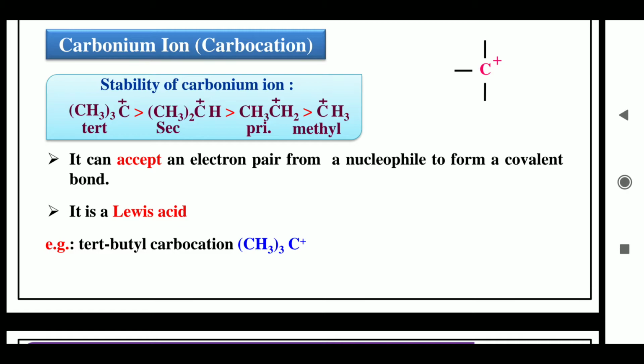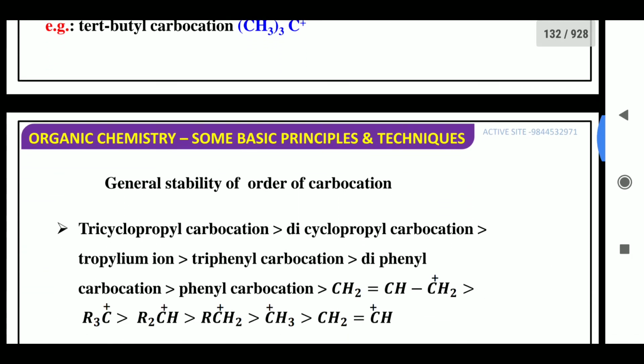As you can see, in the tertiary carbocation there are more methyl groups, and they show the positive inductive effect, that is, they push the electrons toward the central atom. That is why tertiary carbocations are more stable than secondary, than primary and methyl. It can accept an electron pair from a nucleophile to form a covalent bond, and it is a Lewis acid. An example is the tertiary butyl carbocation.